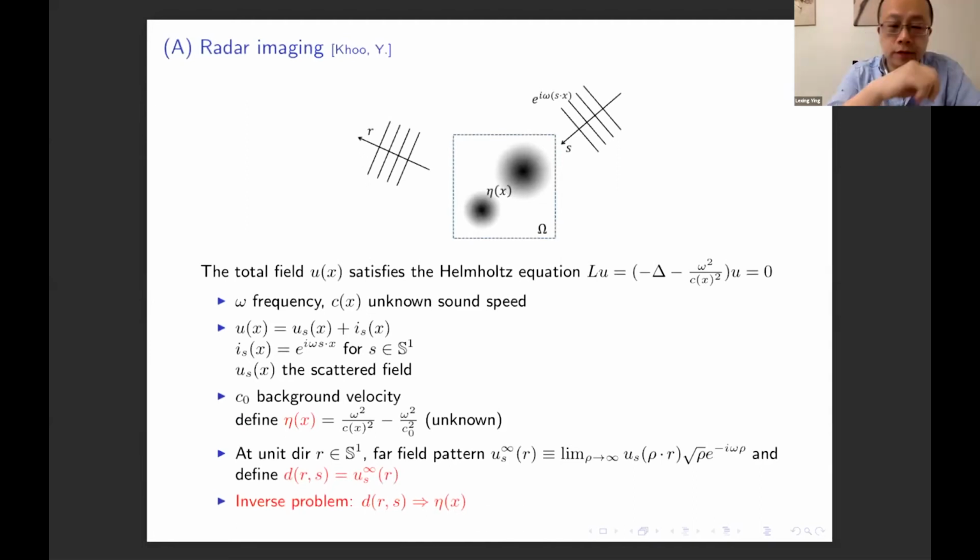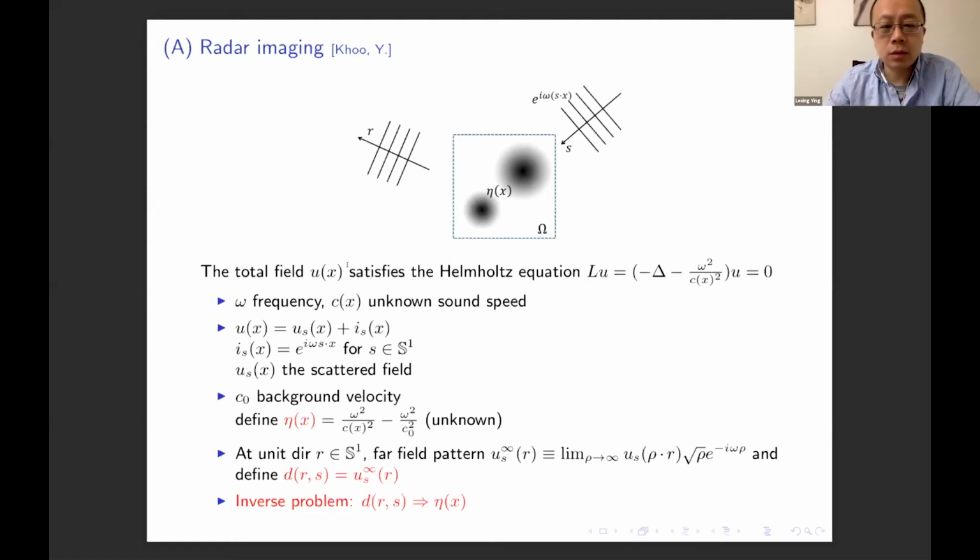Okay, so the first example is radar imaging. This is joint work with my previous postdoc, Yu Hao Guo. And so here the setting is the following. You have a domain omega where inside omega you have some unknown potentials, which are denoted by eta.